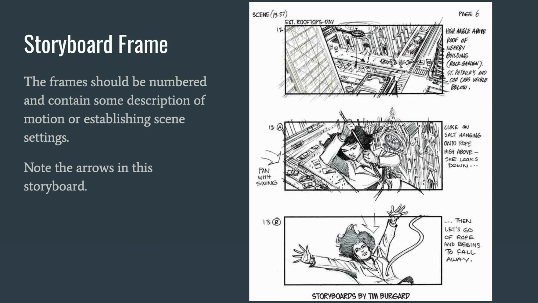The frame should be numbered and contain some description or motion or establishing scene settings. Notice the arrows in this storyboard. This storyboard has some descriptions on the right-hand side. It has very close cropped framing for this city scene. You can see on the left-hand side next to number 13, camera information: pan with swing. And on 13B, there's an arrow pointing down so the camera follows the motion.